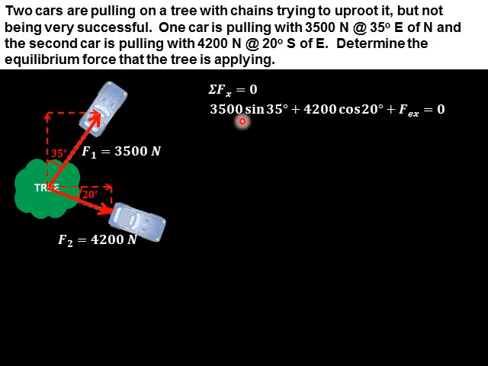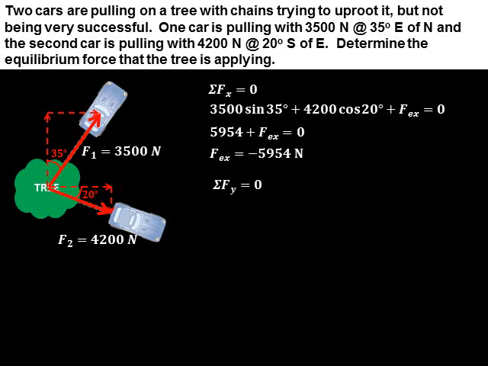So we can go ahead and figure out the equilibrium force in the x direction. That's what that stands for, force of the equilibrium in the x direction. So we punch this in our calculator, 3,500 sine of 35 degrees plus 4,200 cosine of 20 degrees, and we get 5,954. Take that to the other side, and we figure out that the x component of the equilibrium force is going to be negative 5,954.